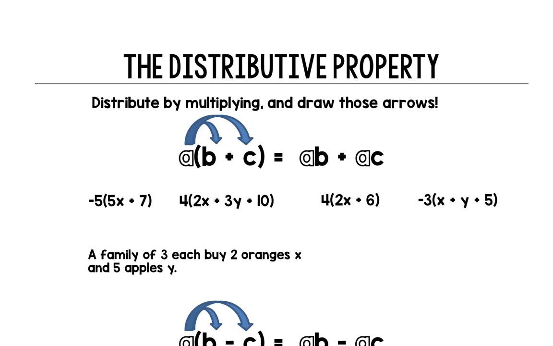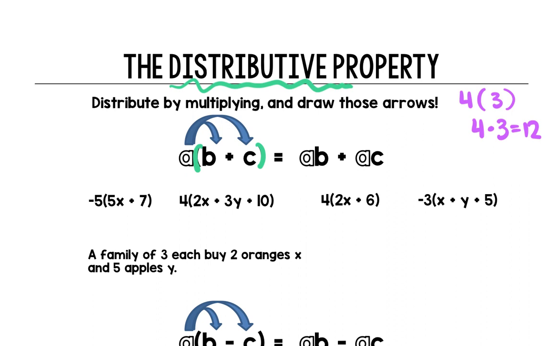Okay, this lesson is to go through the distributive property. You distribute by multiplying. These parentheses right here indicate multiplication. A lot of times in math, if we write 4 parentheses 3, what we mean is 4 times 3. So those parentheses mean multiplication.